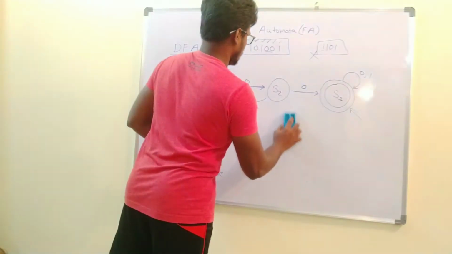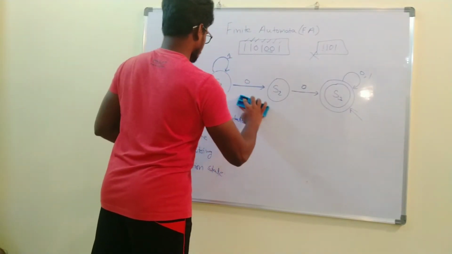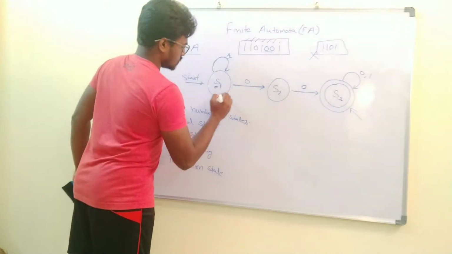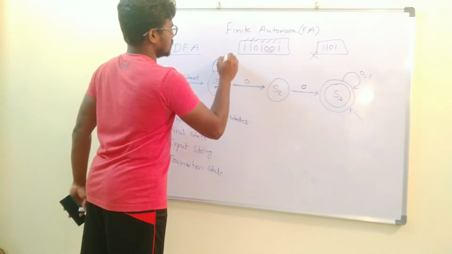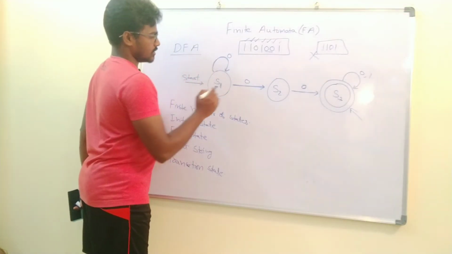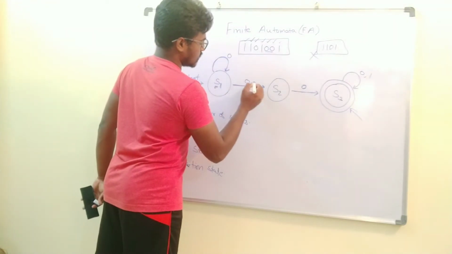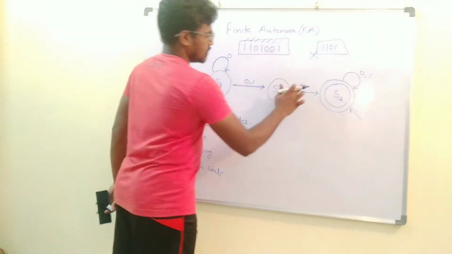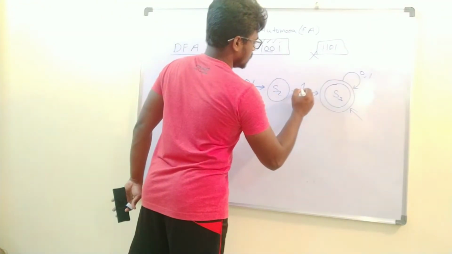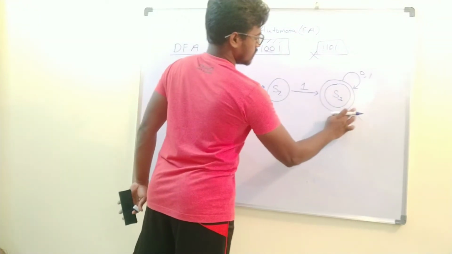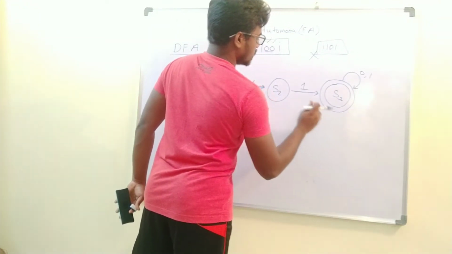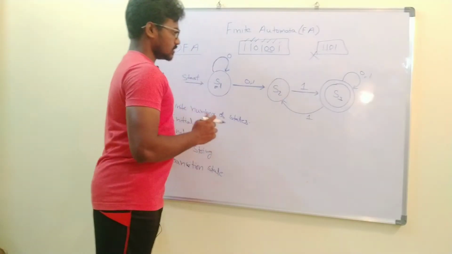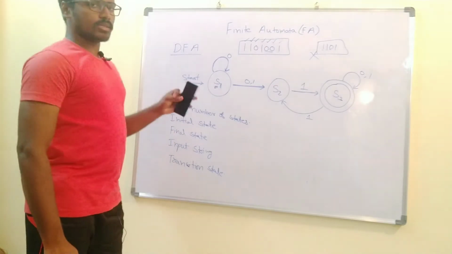Let's take a similar diagram. From the state 1, if the character is 0, then it will go to the same state. And from state 1, if the character is 0 or 1, it will go to S2. And here, if it is 1, it will go to the final state. And from the final state, if we have again 1, then it will come to state 2. So this is the example of nondeterministic finite automata.